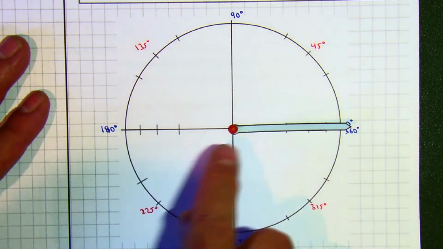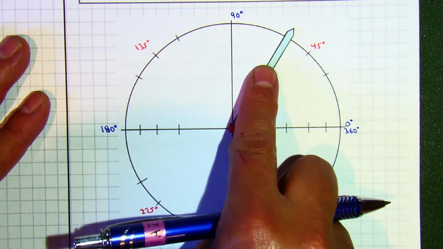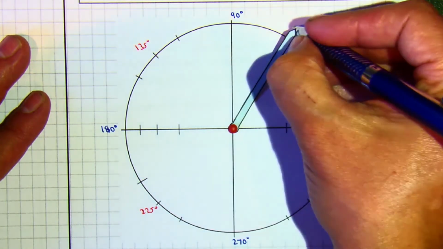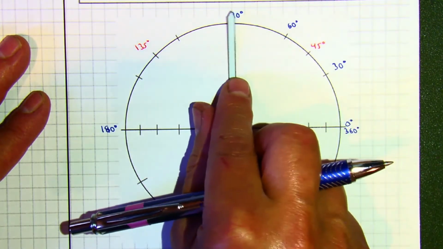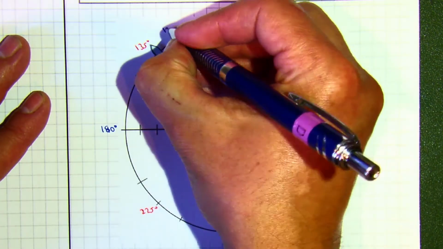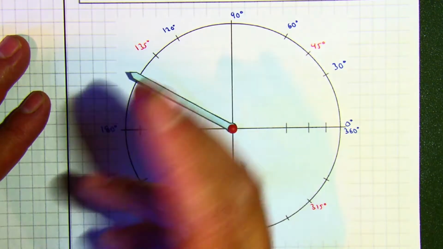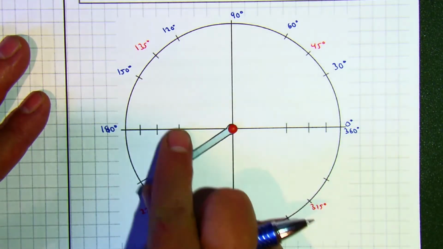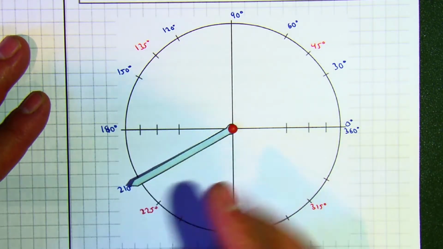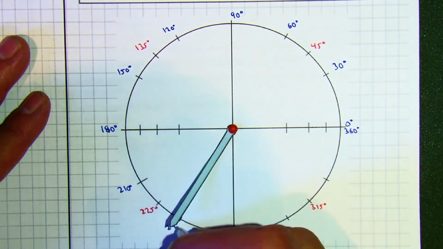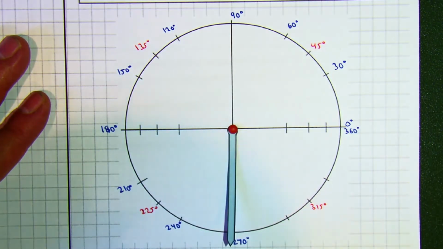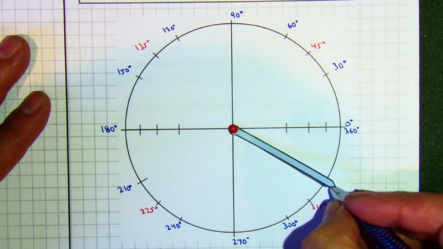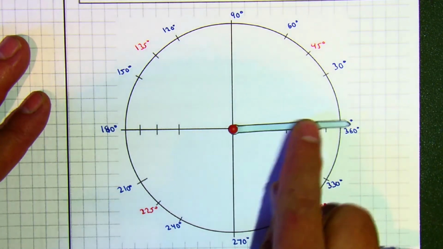Next, I want to divide my 90 into 3 sections. So therefore, this will be 30 degrees. Plus 30 more will be 60. Plus 30 more will be 90. Plus 30 more will be 120. 120 plus 30 is 150. Plus 30 is 180. 180 plus 30 is 210. Plus 30 more is 240. 270. Plus 30 more will be 300. Plus 30 more will be 330. Plus 30 more will be 360.